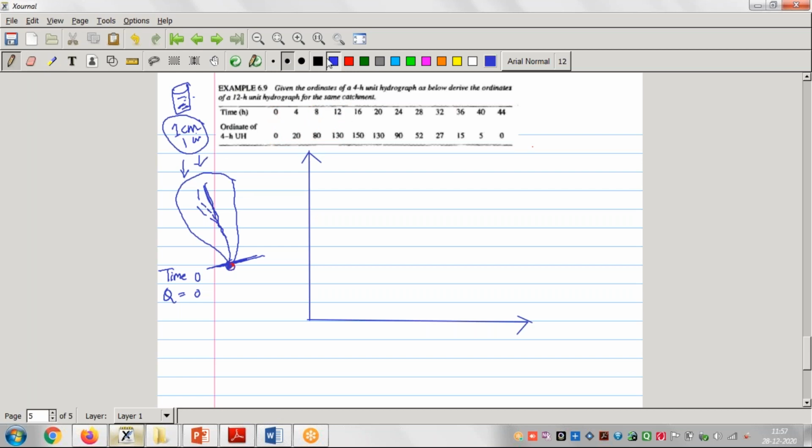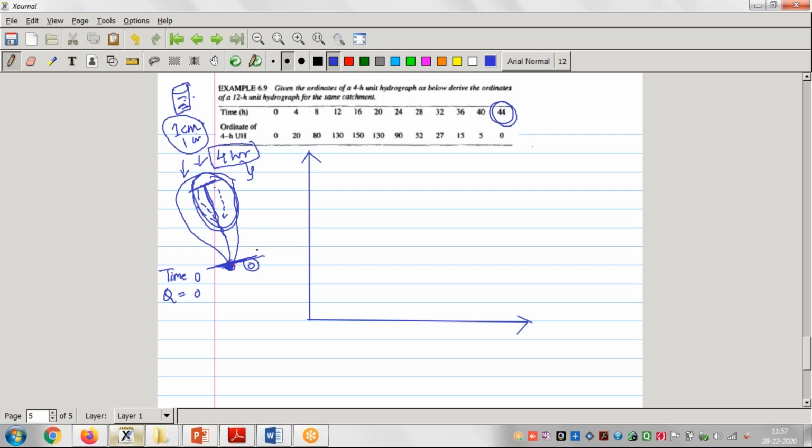See, 1 centimeter of rainfall occurred only for 4 hours, right? After exactly 4 hours, what will happen? The rainfall is stopped. Stopped means no more water will come here. Whatever the remaining water is here will come to the outlet, and a time will come when, after 44 hours, the discharge noted down is 0.